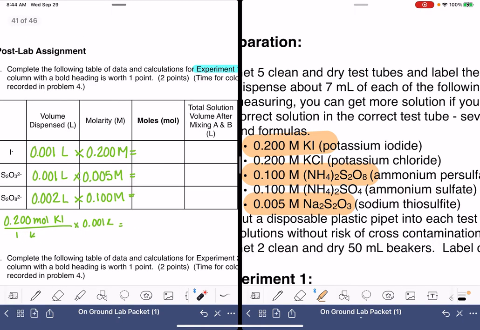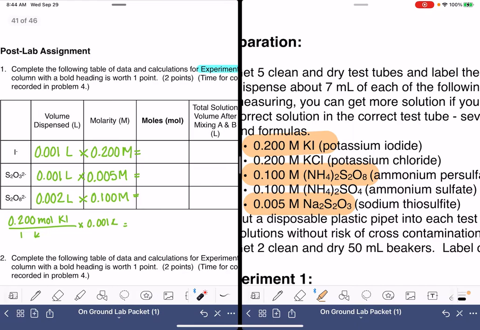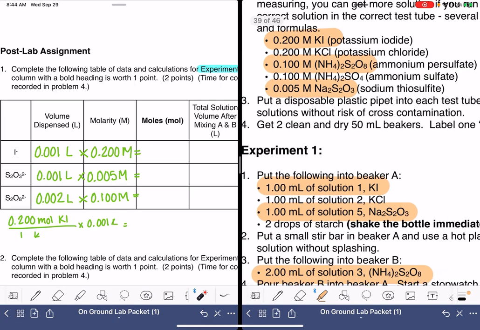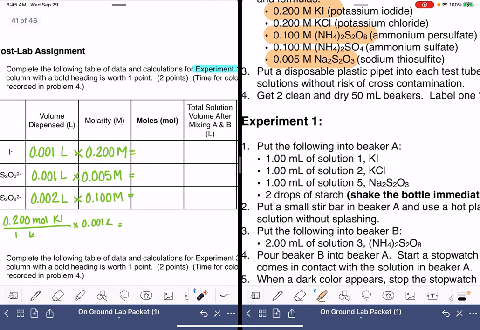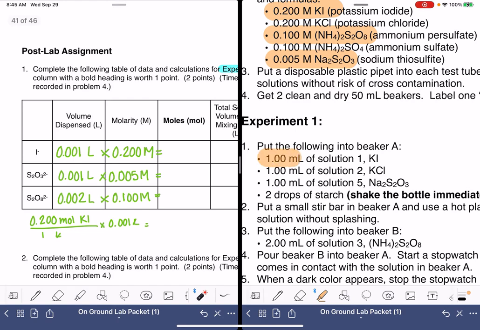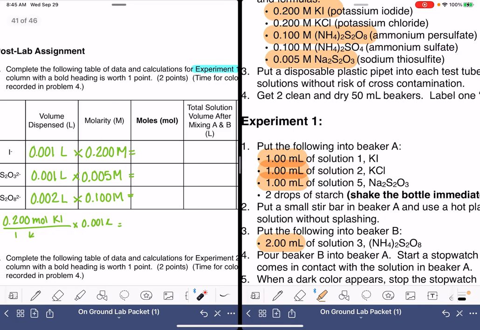Then the next thing that we're going to do is report the total solution volume after everything gets mixed. Some students at this point get a little bit confused and they just add these three volumes up. But don't forget that you had more than just those three substances in that beaker for experiment number one. When we calculate the total solution volume, we want to consider all of the different substances that we put together in that beaker. Even though they're not all being used in this data table, they all contribute to the volume. We're not going to take into consideration the 2 drops of starch because that's a really small amount. We're just going to be focusing on the larger volumes.